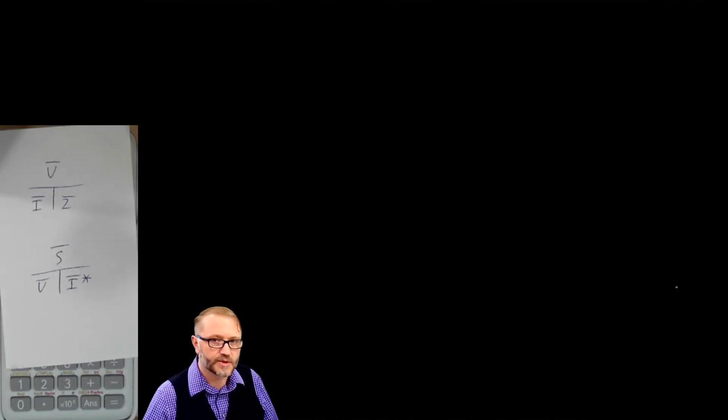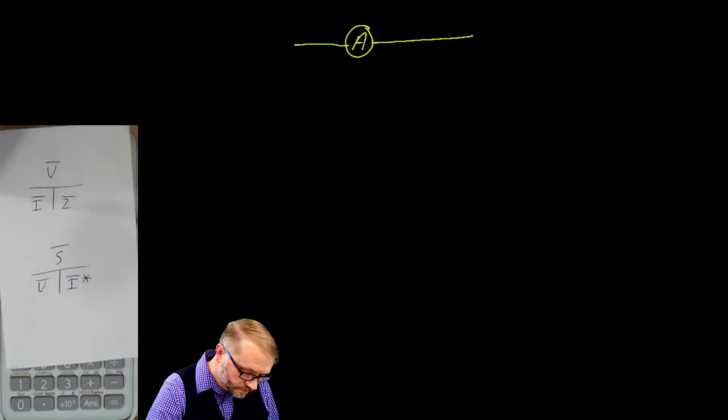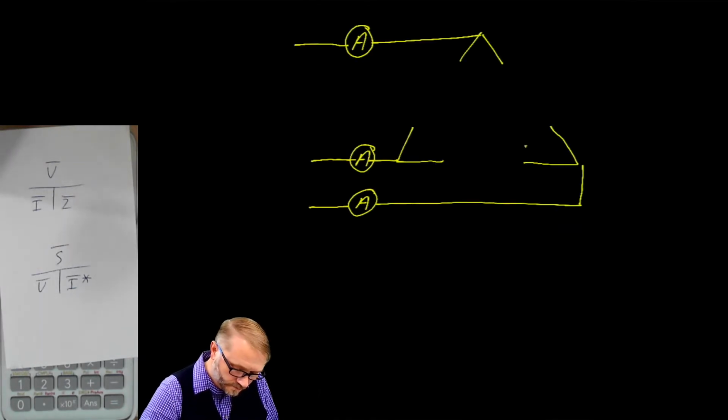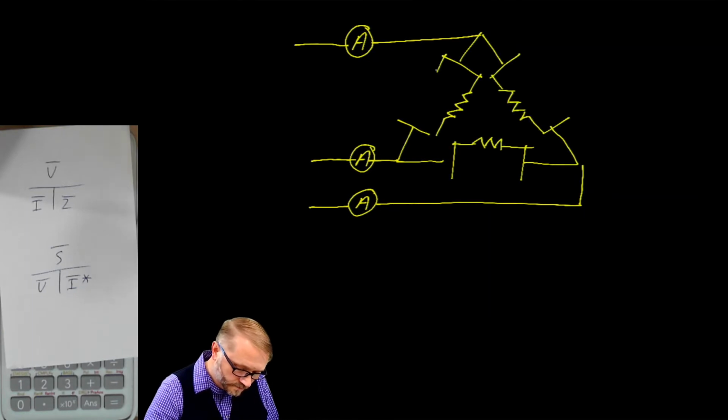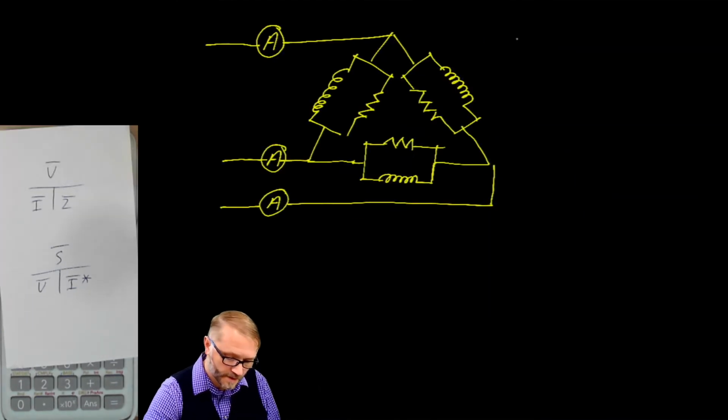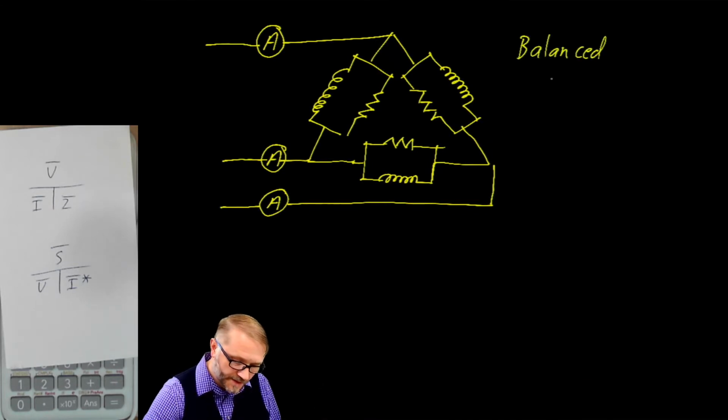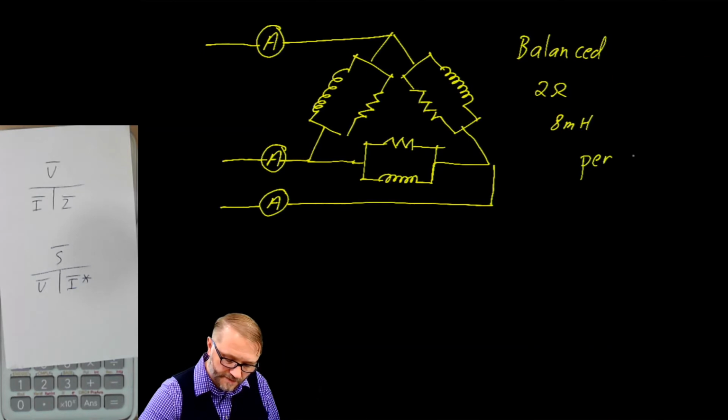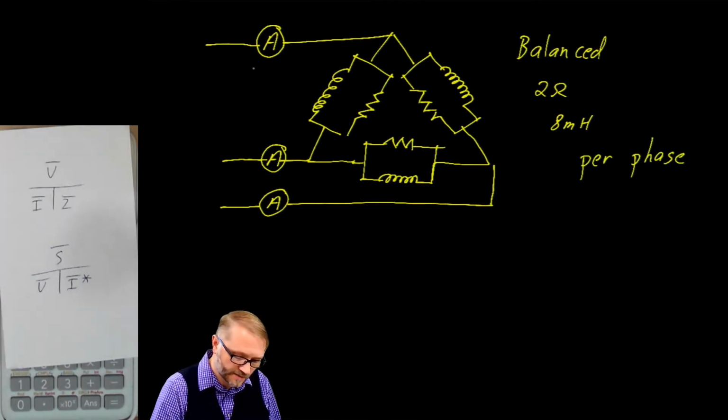Here's an example that puts all these thoughts together. We'll assume this is balanced, that there are 2 ohms and 8 millihenries per phase. And we're looking to solve for these line currents. We'll assume 480 volts and 60 hertz.